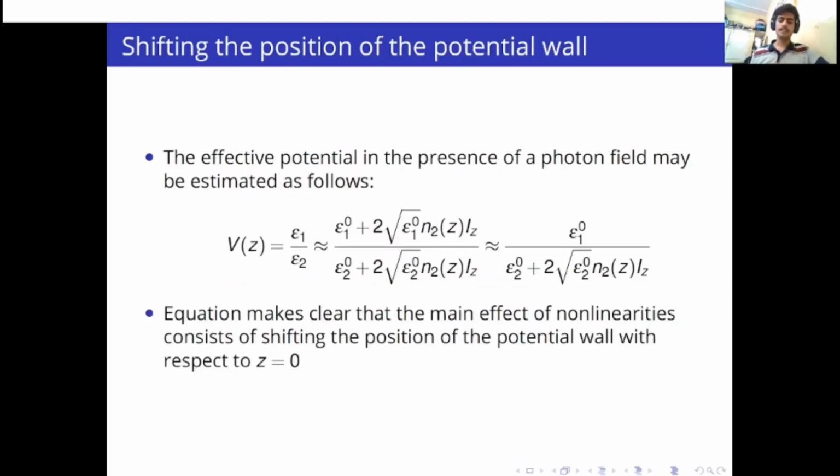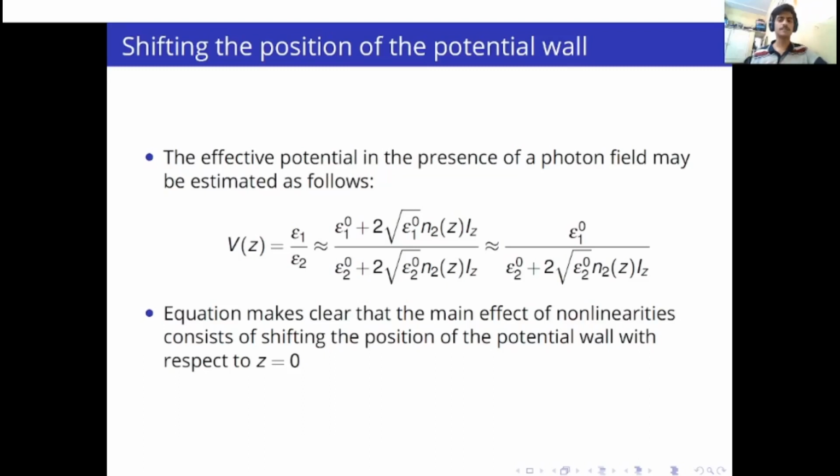So as we are discussing the main effects of non-linearity, the main effect of non-linearity will be shifting the position of the potential wall. The effective potential in the presence of photon field may be estimated as follows. It is V(z) equals epsilon 1 by epsilon 2, where epsilon 1 and epsilon 2 are now functions of intensity. So we'll approximate it using Taylor expansion up to first order in intensity. That is equal to epsilon 1 plus 2 root epsilon 1 and 2i by epsilon 2 plus 2 root epsilon 2 and 2i.